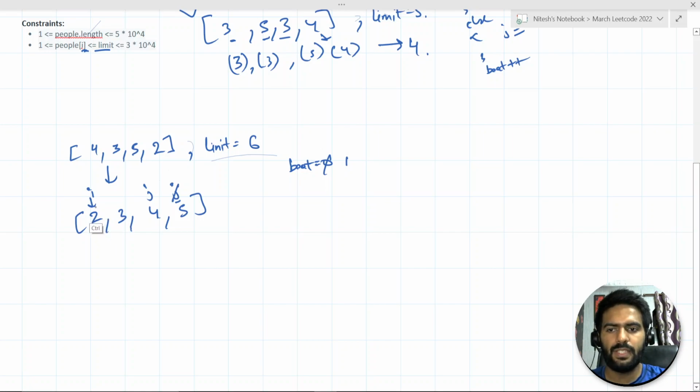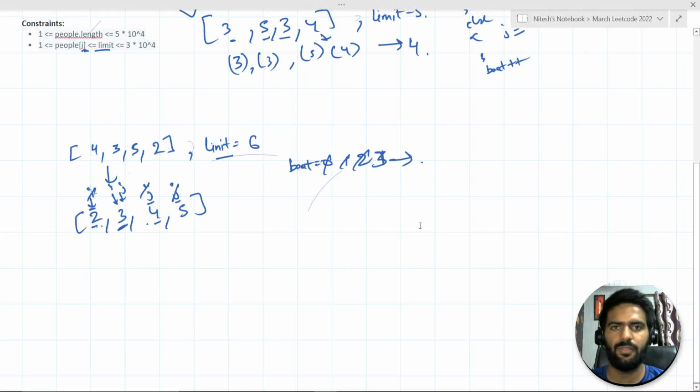So again we will check this ith plus jth weight. So 2 plus 4 is less than or equal to the limit. Yes, it is, so they both can go in a single boat, so this will become 2. And at this point I will increment both, so i is incremented and j is also decremented. Now only a single element is left, so we just do a single increment, so this will become 3. So this is the output for this case. Hope it will be clear to you.